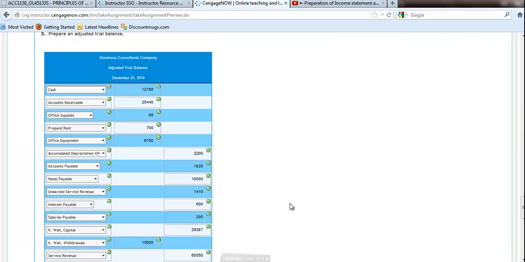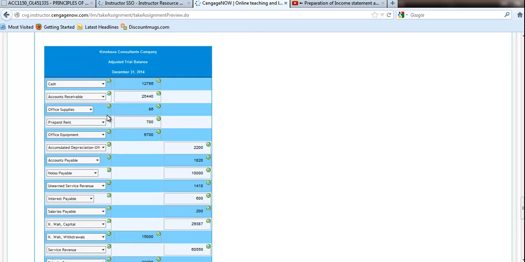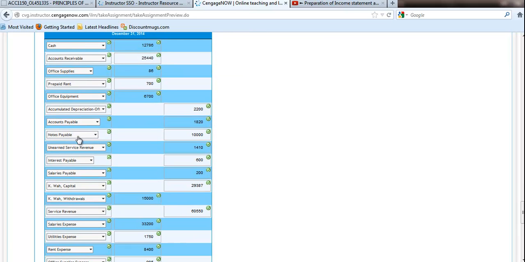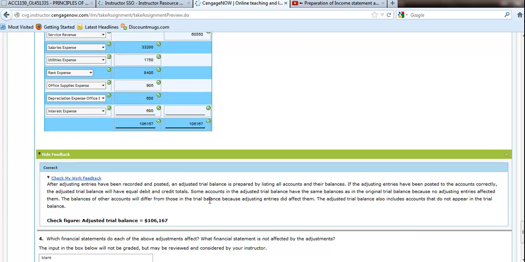Okay, so to save a little time in your listening, I went ahead. You saw where everything came from the T accounts, and I went ahead and put it in for the adjusted trial balance. And again, they go in the order that they were listed in the T accounts. On a trial balance, we always have assets, liabilities, capital, drawing, revenues, and all of our expenses. And then they're listed on their correct debit or credit column. And then we sum them all together. Our debits equal our credits of $106,167.